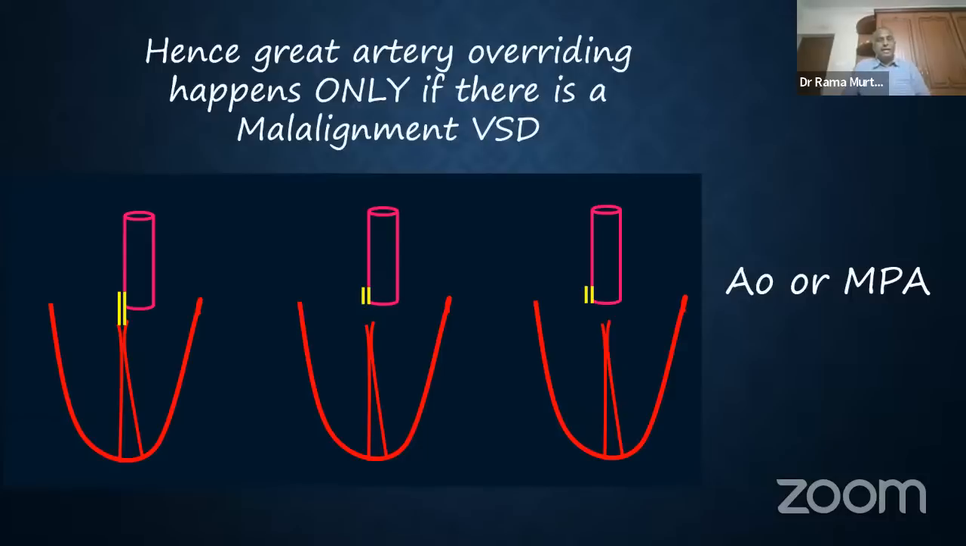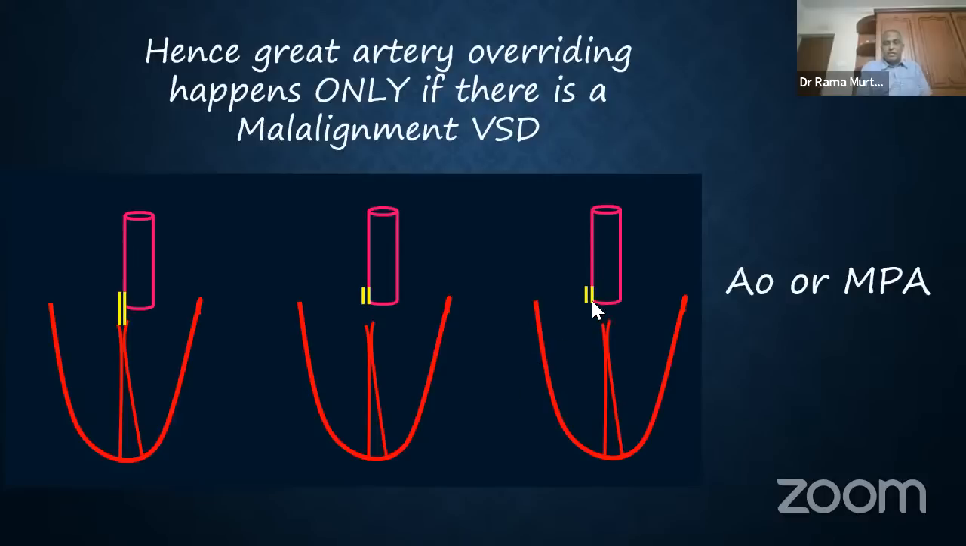Okay, so the great artery overriding happens only if there's a malalignment VSD. If there is no malalignment, there is no overriding. And these figures are very explicit. You will see that if the aorta is arising from the left ventricle and there is no malalignment VSD, then the aorta is committed only to the left ventricle. Here there's a membranous VSD, but there is no displacement, there is no malalignment, and therefore the aorta is still committed to the left ventricle.